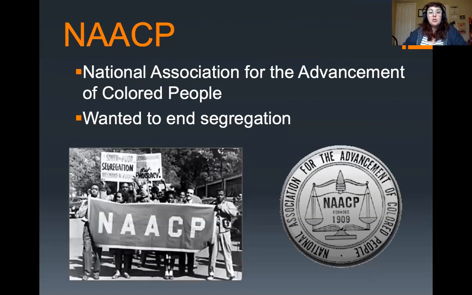Okay, so one of the driving forces of the civil rights movement and of both Homer Plessy, Rosa Parks, and the Brown versus Board movement was this organization, the NAACP, which was the National Association for the Advancement of Colored People. And their main goal was to end de jure segregation in America. So they'll come up again and again as we talk about civil rights.